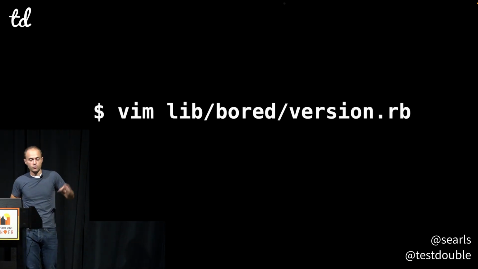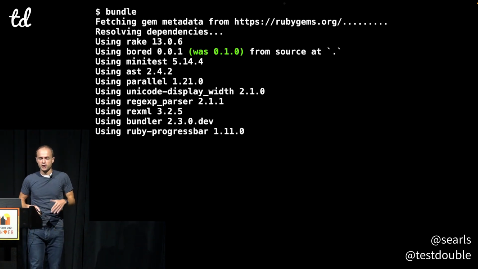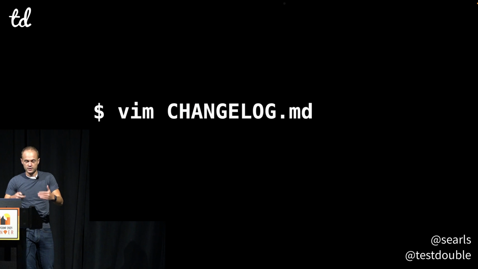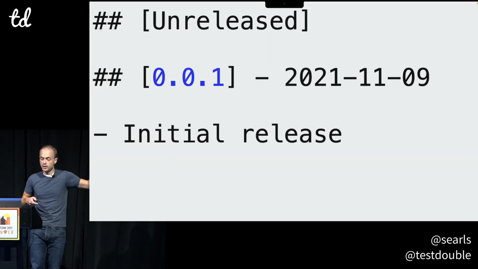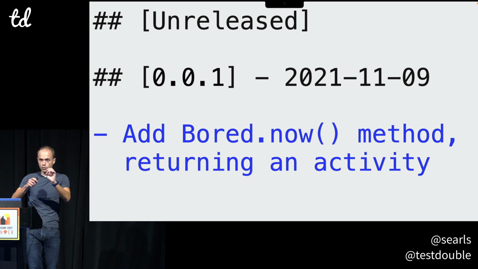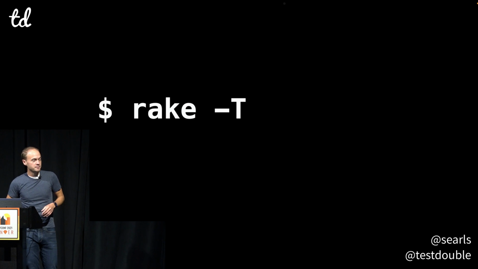We can ship it. So we're going to go ahead and just update the version. By default, it gives you 0.1.0, but I'm a big fan of lowering expectations, so I always start at 0.0.1. Then I run bundle, which is going to update the Gemfile.lock, so that won't cause any git churn. Then I change the changelog, update the version here, and say what is in this version, just this one method. All right, so I can commit version 0.0.1.